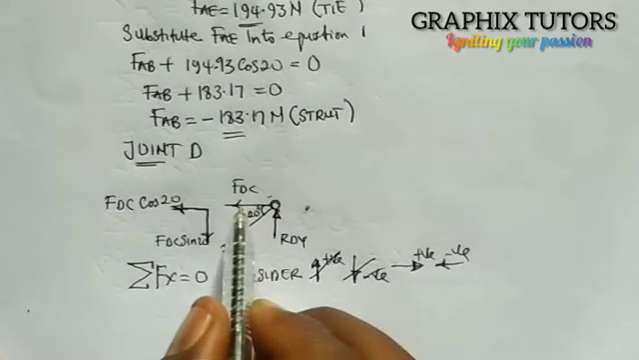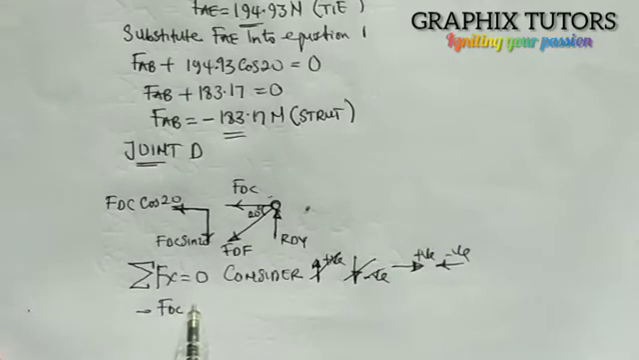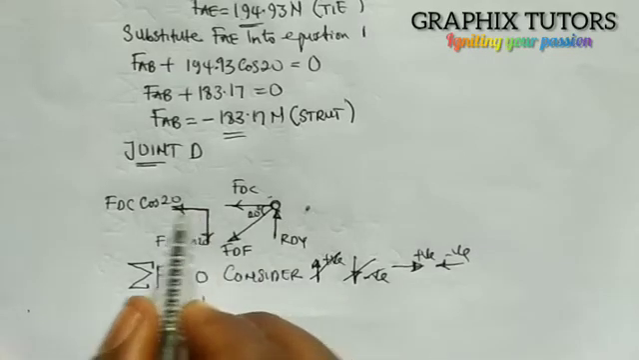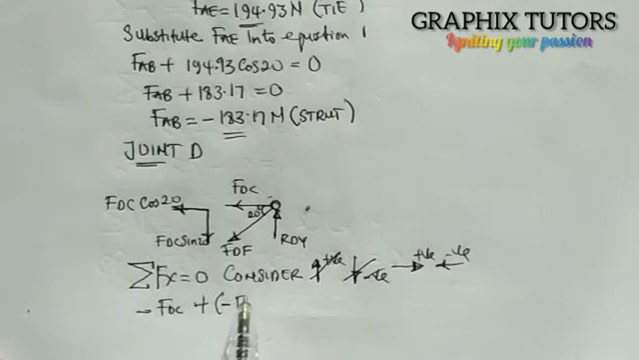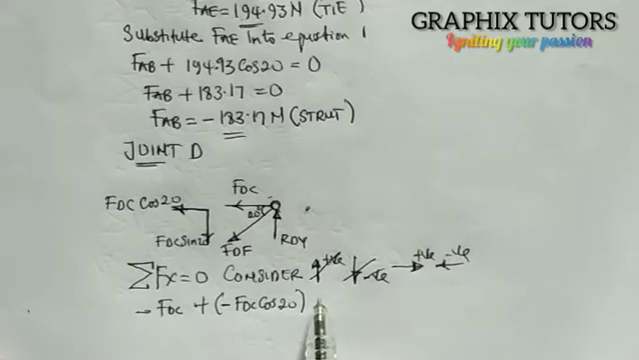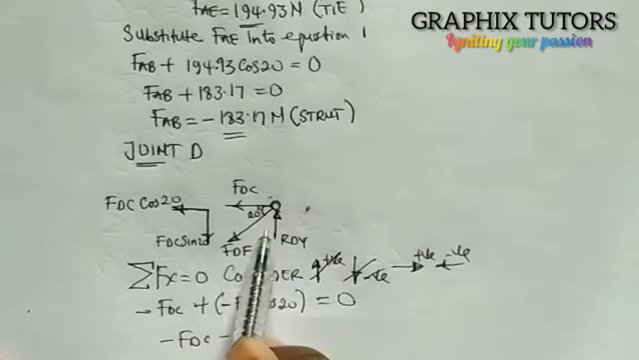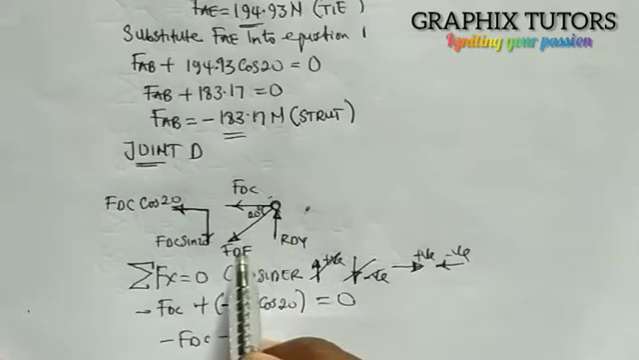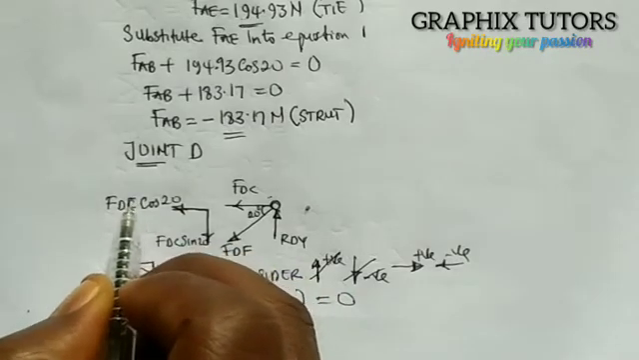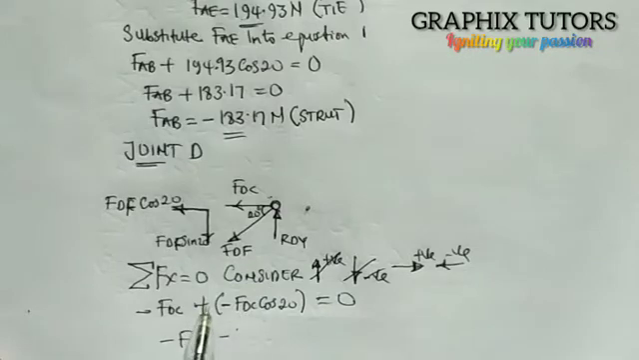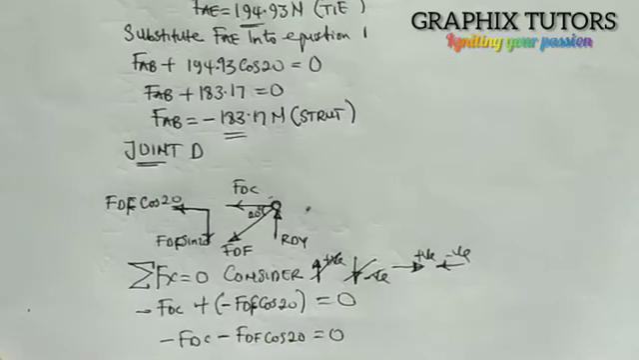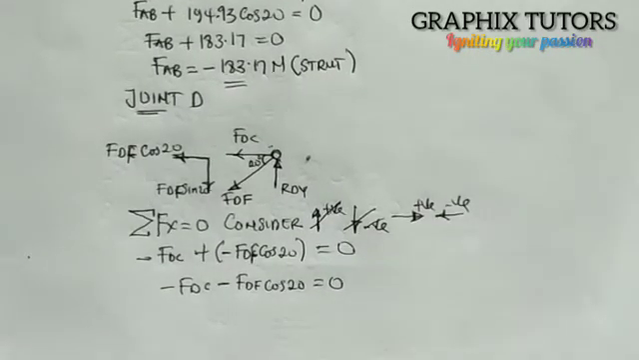Now we have this acting towards the left, so minus FDC, plus this also acting towards the left, minus FDF cos 20, equals 0. So we have minus FDC minus FDF cos 20 equals 0. From here, we call this equation 1.